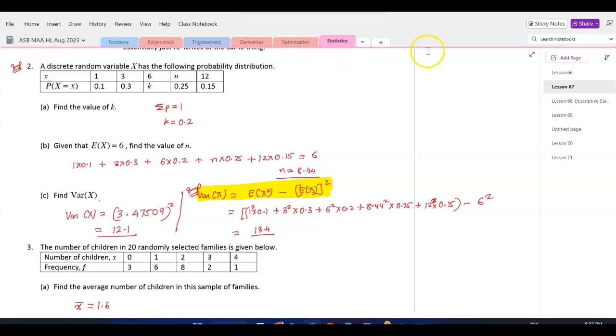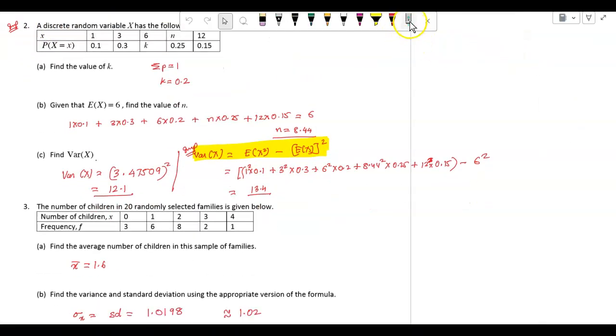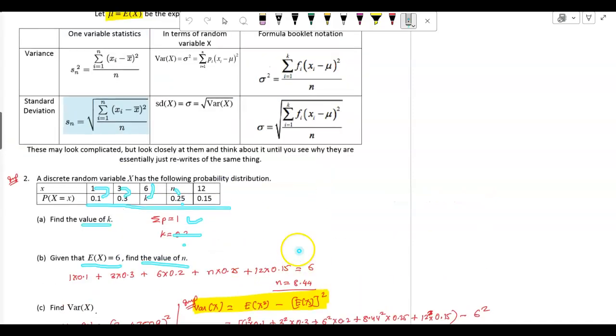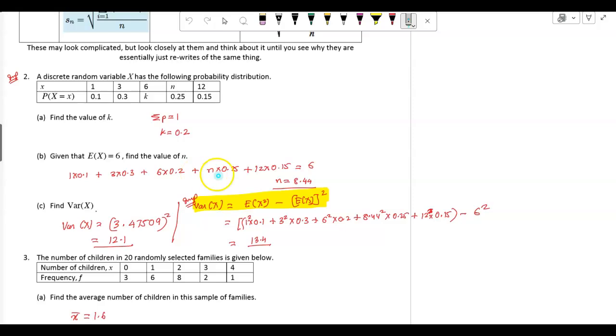Okay, so now in this case, you have to find the variance also. They have given a probability distribution table. Find the value of k. So you know that sigma p is equal to 1 as we did in the last sum, so you'll get the value of k. Expectation is 6. Find n. So this into this plus this into this plus 6 into k, which we now know is 0.2, plus n into 0.5. And you'll get the value of n.